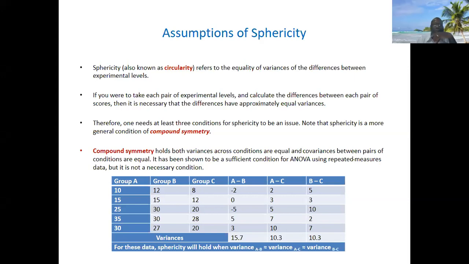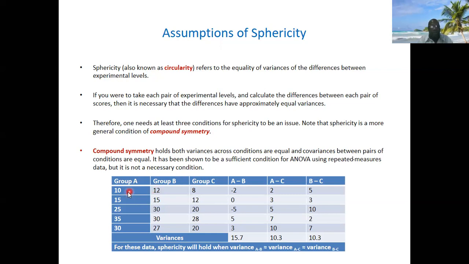Now, therefore, we need at least three conditions for you to talk about sphericity. You must have at least three measurements. If it's only two measurements, unless it's a mixed design, you just talk about the paired t-test, not ANOVA. So here you must have at least three.